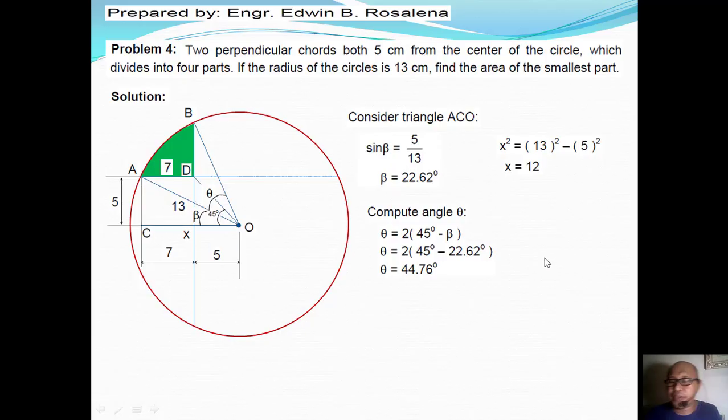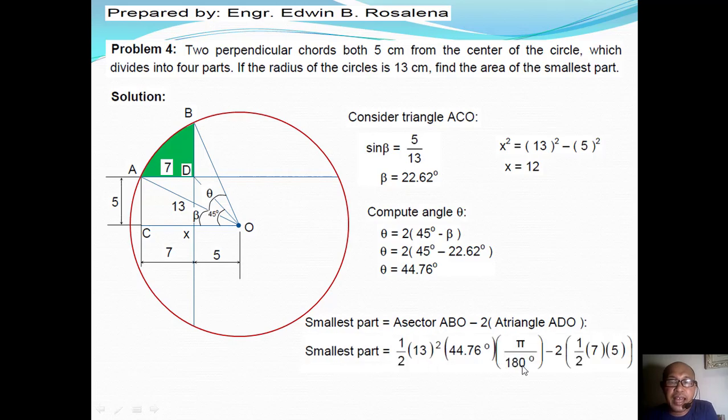Okay, so I will compute now. Smallest part is equal to area of sector ADO minus twice area of triangle ADO. So area of sector is 1/2 r squared theta. Then area of the triangle 1/2 7 times 5. Multiply by 2. Then we have the area of the smallest part. 31 square centimeters.